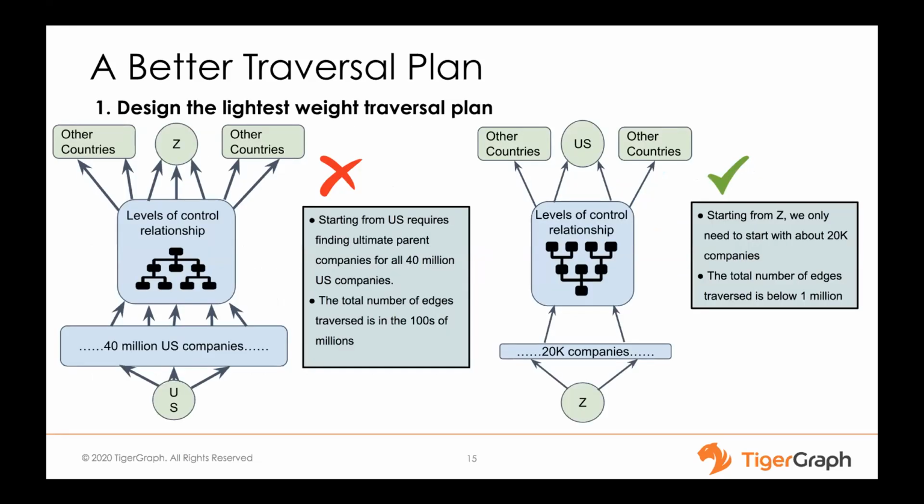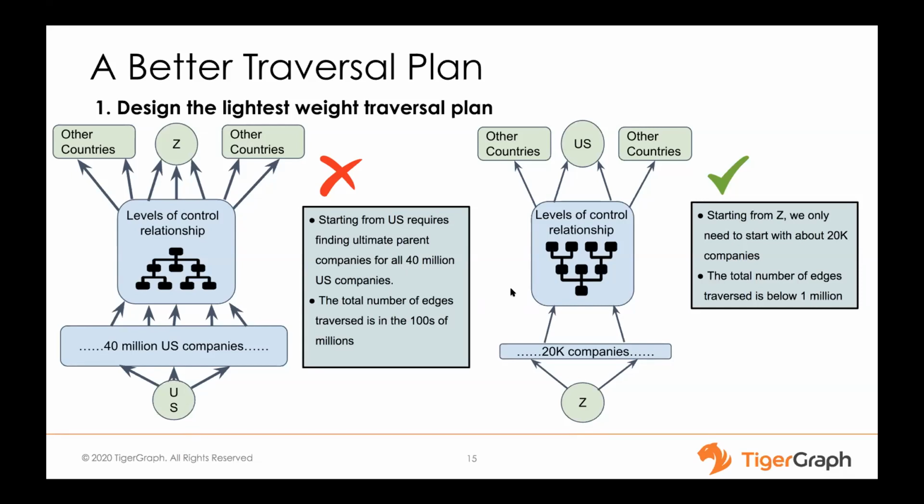Option one, we can directly start from the US. Find all the US companies, and then we traverse all the way up to the ultimate parent and check, are you in country Z or not, right? This way, the query will traverse a very huge number of vertices and edges, because the US alone may have 14 million companies. And the total number of edges traversed is in the hundreds of millions.